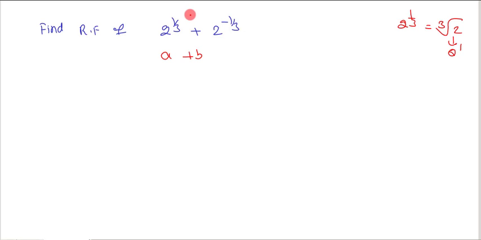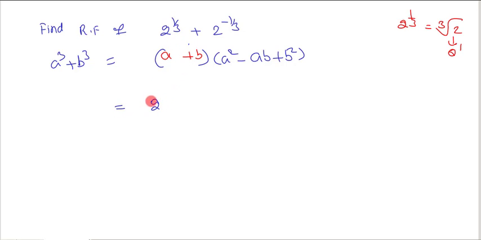So what we have to do is consider that it is in the form of a plus b. To get a power of 3, a plus b has to be multiplied by a square minus ab plus b square. This is equal to a cube plus b cube. So for that, in the place of a, we have 2 to the power of 1 by 3.